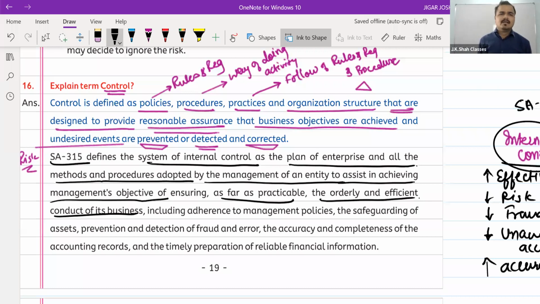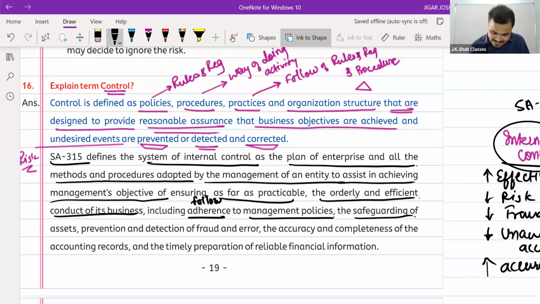With the controls, there will be nothing called a mismatch of data, and nobody doing business with their own choice. Everyone is strictly following the rules and regulations, which are acceptable and adoptable also. Further, it includes adherence. What is adherence? To follow. Follow the management policy.